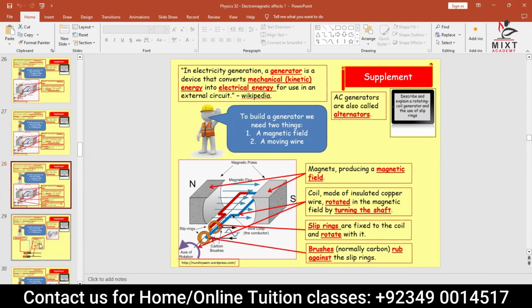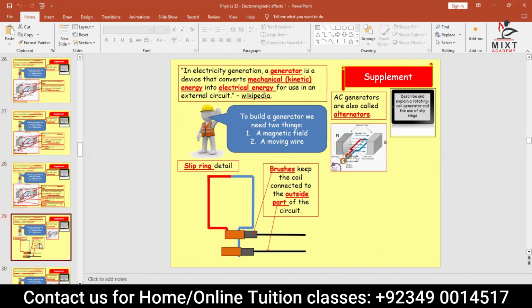Yes. Okay. Now the same thing, brushes, you have it. Remember that here, instead of saying split ring, we call it slip rings. So there is a small difference between the names. In DC motors, we give it the name split ring. Here we call it slip rings. Otherwise, everything is the same.